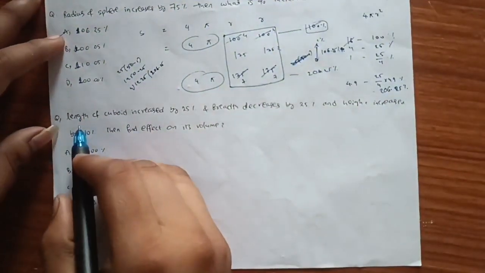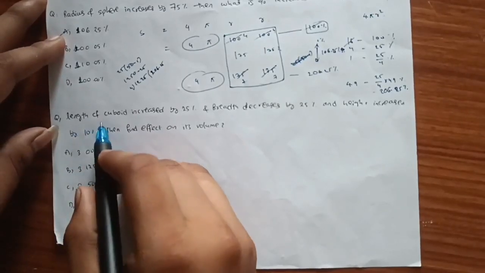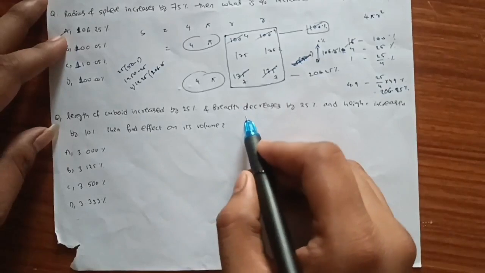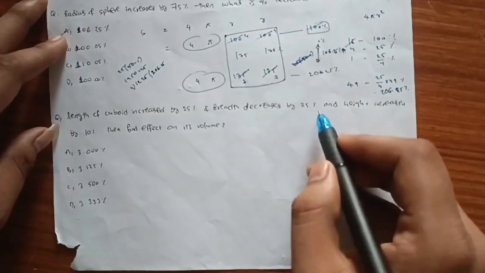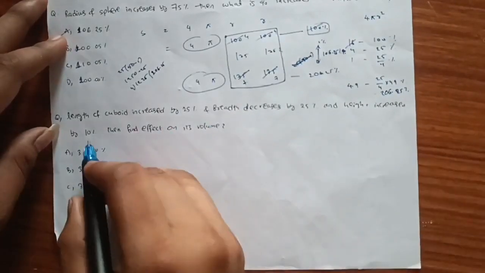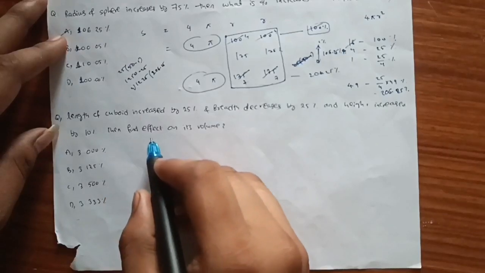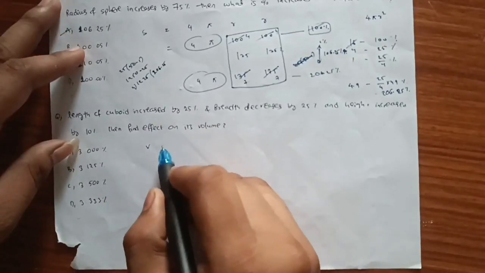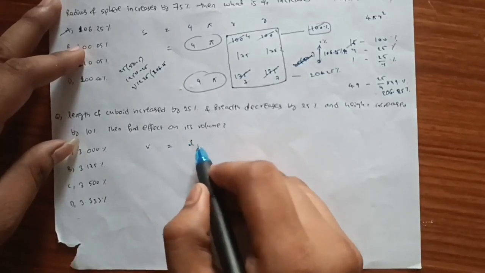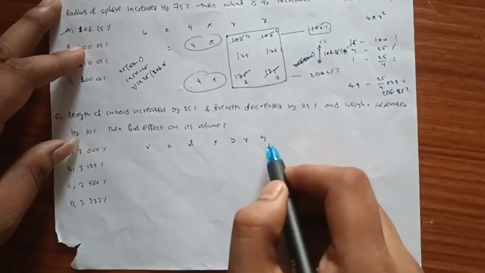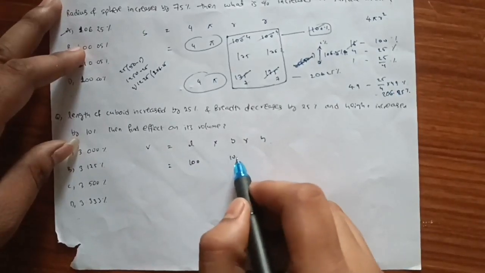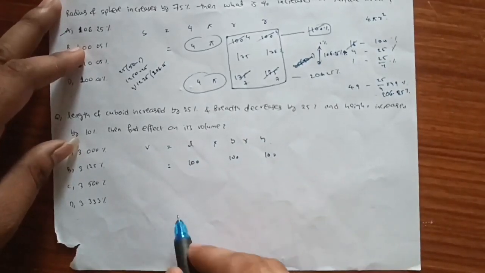Now let us see the last question. The last question is: the length of the cuboid is increased by 25 percentage, the breadth decreases by 25 percentage, and the height is increased by 10 percentage. Then find the effect on its volume. So the volume of the cuboid is length into breadth into height. Initially it is 100%, 100% and 100%.